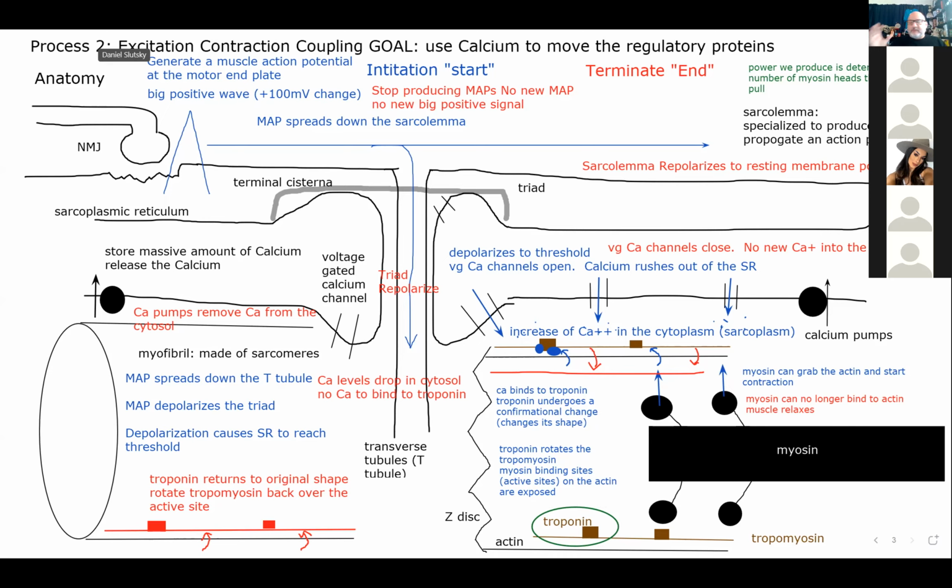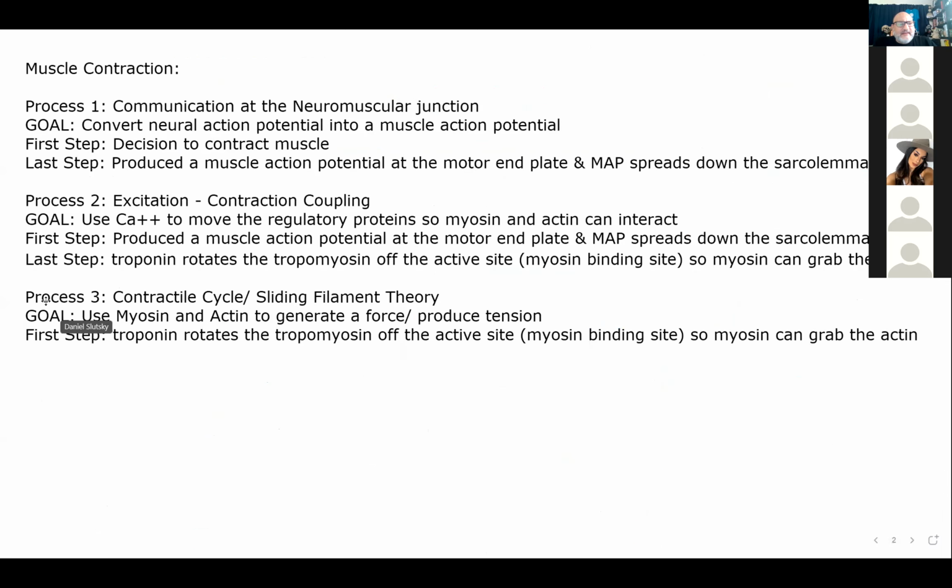All right, excellent. Well, just that easily then, we are through process 2. So now we can go back to this. And the last thing that we need to do to understand how to contract a muscle is to talk about process 3. And that's what we will do next.